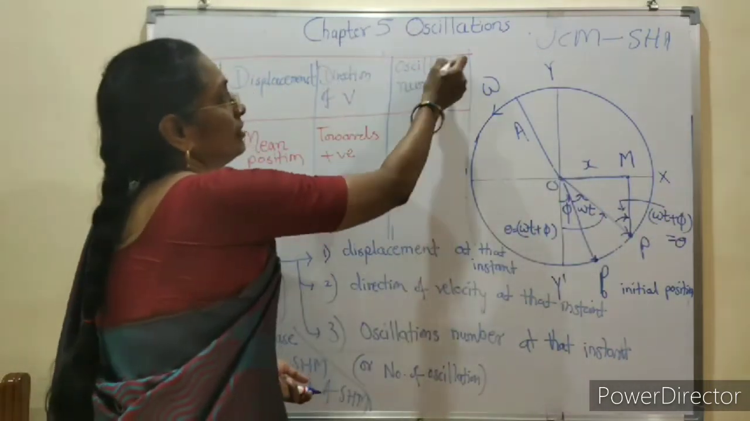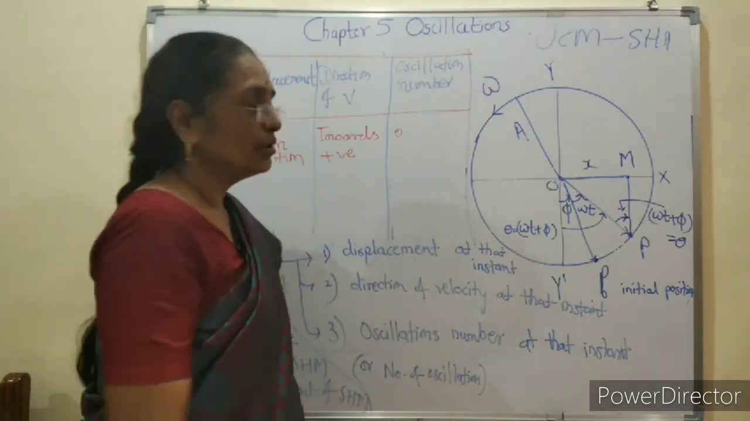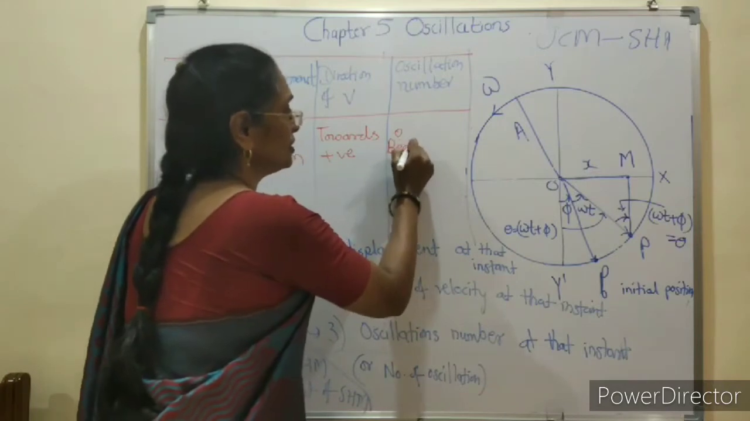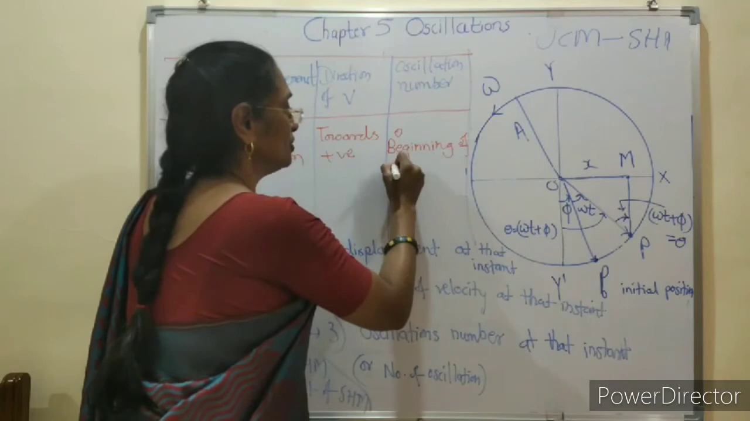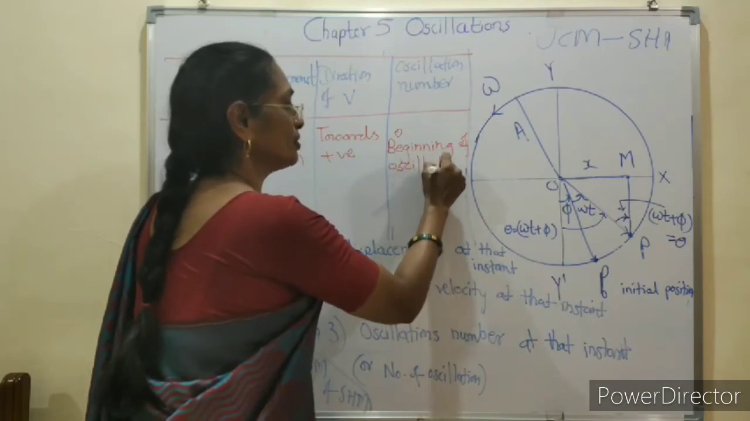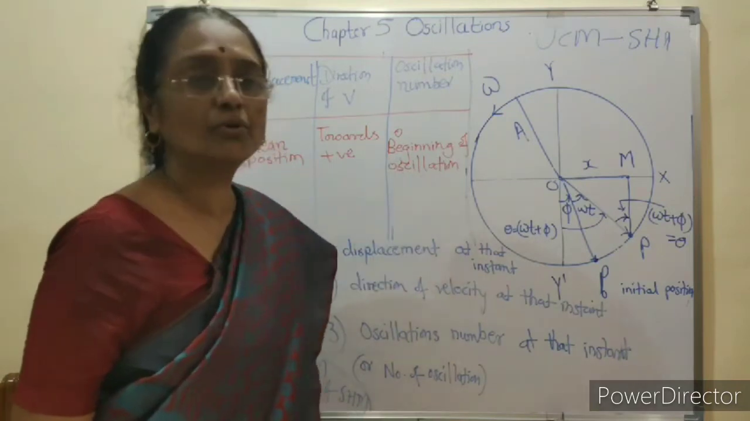What are the number of oscillations? Here the number of oscillations is equal to 0, but it is the beginning of oscillation. We can call it the beginning of oscillation. Oscillation is not completed or not started, it has just started, it is the beginning of oscillation.